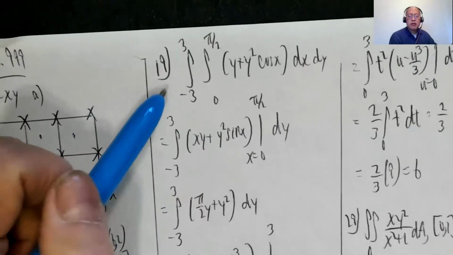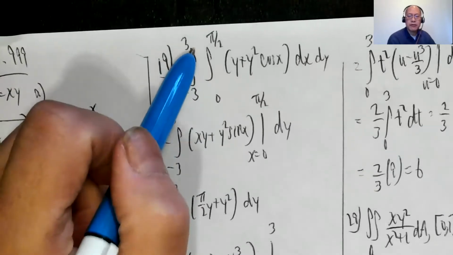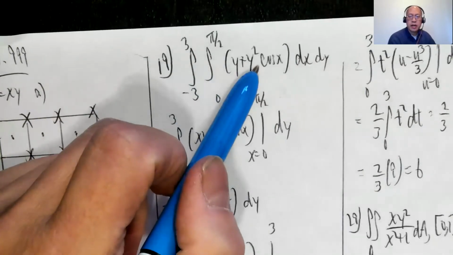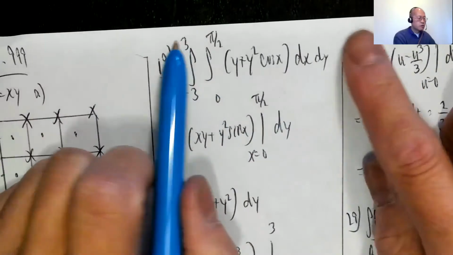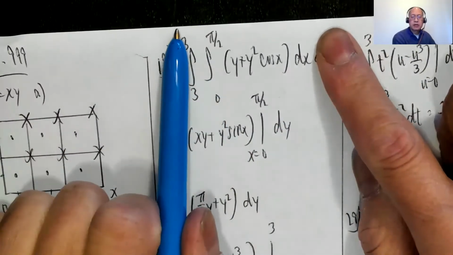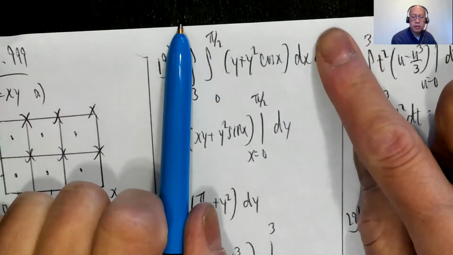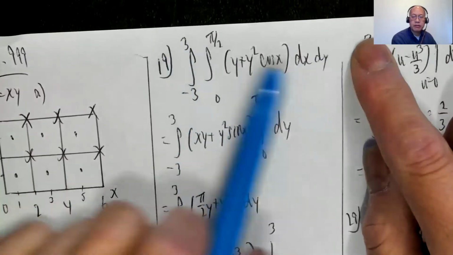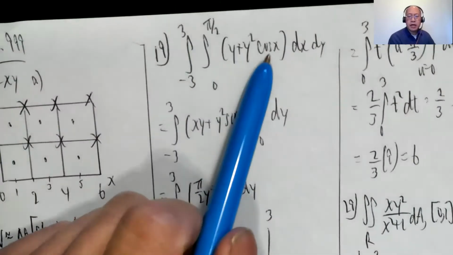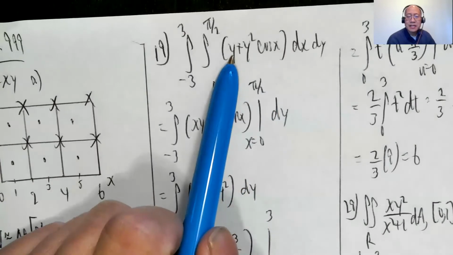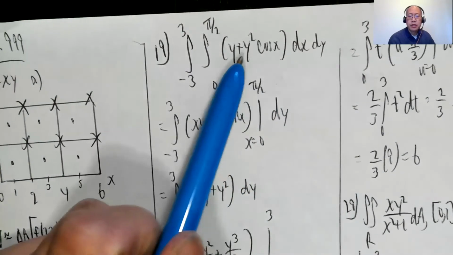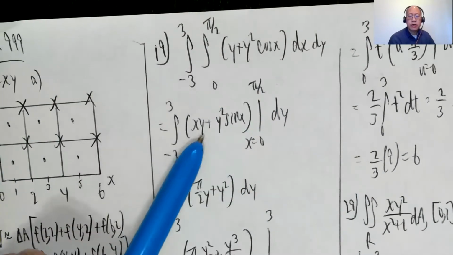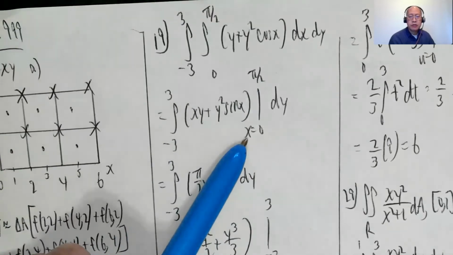Okay, 19, integral from negative 3 to 3, integral from 0 to pi over 2, y plus y squared cosine x dx dy. So first I'm integrating with respect to x. So the 0 and the pi over 2 are with respect to x. And then the negative 3 and the 3 are with respect to y. Okay, integrate with respect to x. Y is a constant, so xy. Y squared cos x, y squared sine x. X equals 0 to pi over 2.